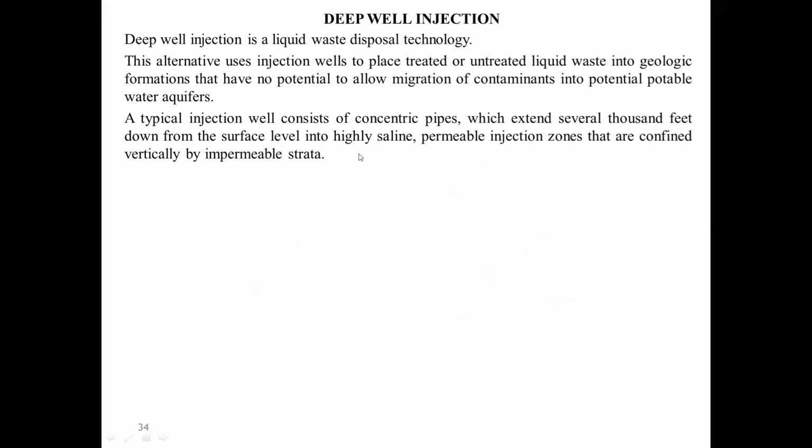So in this, a typical injection well consists of concentric pipes, right?